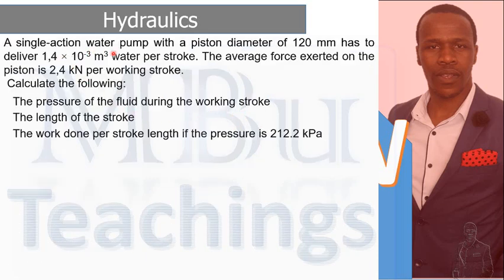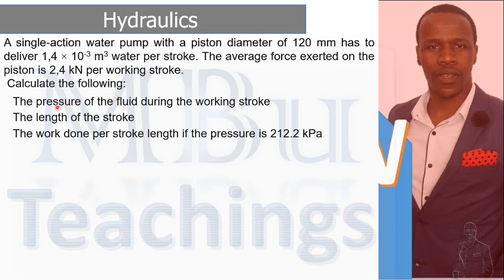A single acting water pump with a piston diameter of 120 millimeters has to deliver 1,4 times 10 to the power minus 3 meter cubed of water per stroke. The average force exerted on the piston is 2,4 kilonewtons per working stroke. That is on the piston. Now we are asked to find the pressure of the fluid during the working stroke. That's number one.